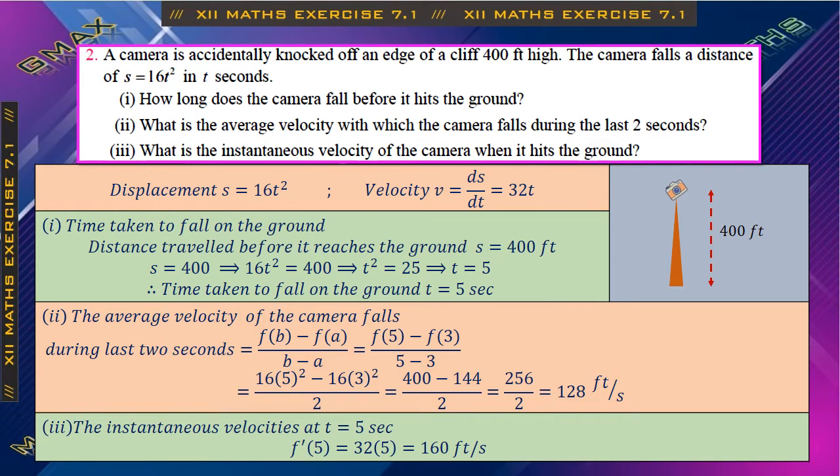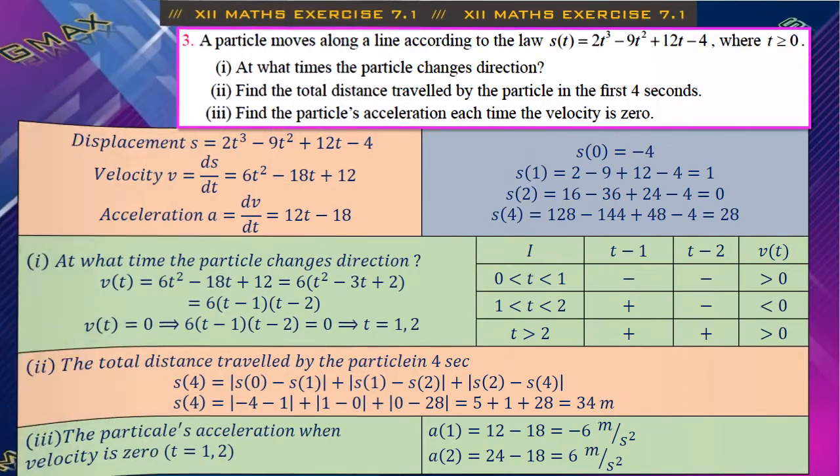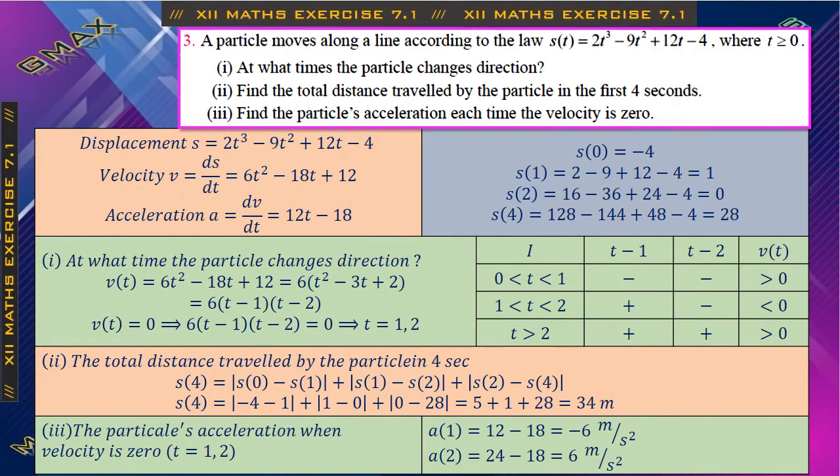Right. Next one, average velocity of the camera, that is f of b minus f of a by b minus a. You know the formula, f of t is 16 t square. Apply the formula. Then you will get 400 minus 144 by 2, that is 128. Here it is given in feet, so the unit is feet per second. That is the average velocity. Instantaneous velocity means nothing but differentiation. F dash of t, that is 32 into 5, 160 feet per second. 160 feet per second. Next, third one, same displacement sum.